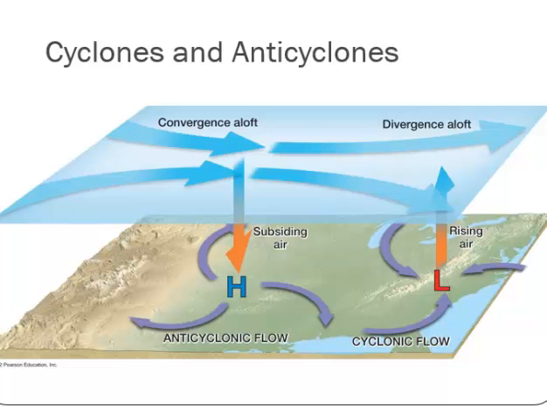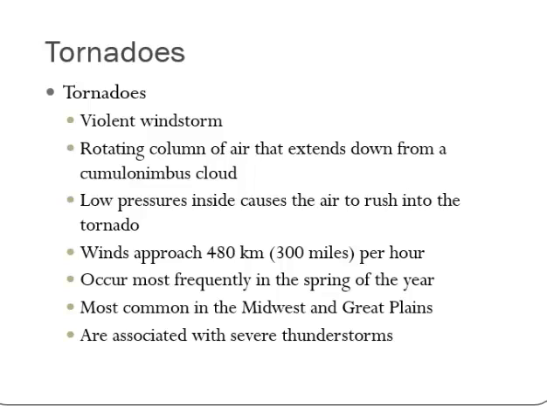The two major types of cyclones, the two major types of really, really bad weather that you could have, are tornadoes and hurricanes. And that's because tornadoes and hurricanes are both cyclones. They're both low pressure systems where you have really low pressure in the middle, and you have a lot of winds and rain that swirl around it.